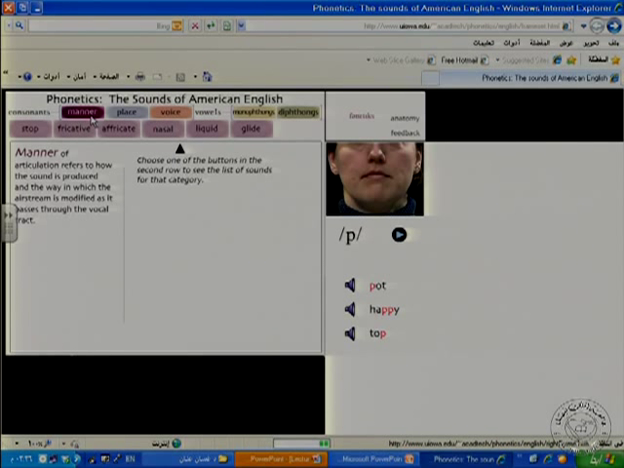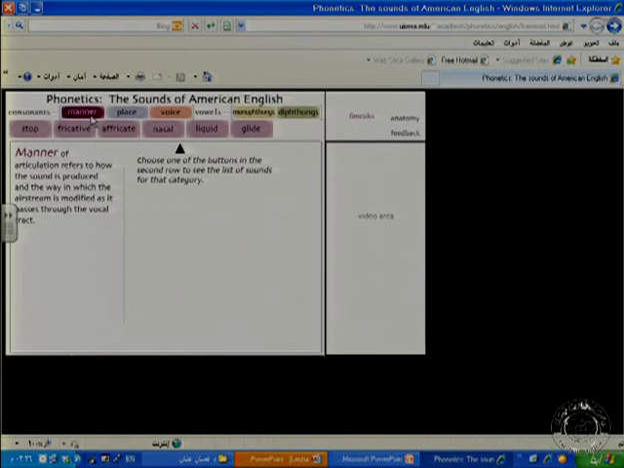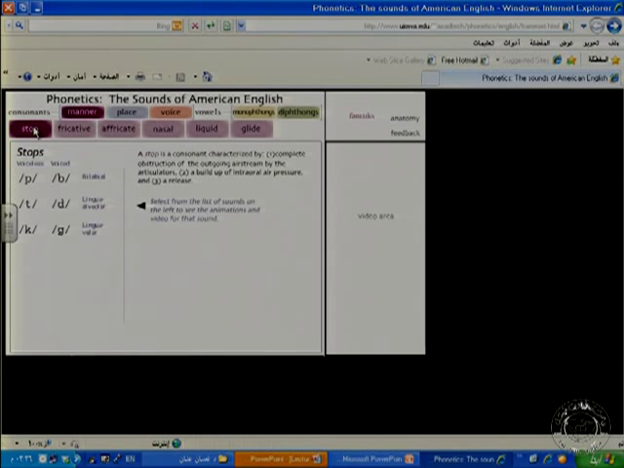Now, in the manner, we have stop, fricative, affricate, nasal, liquid, and glide. This is the manner. If you select any one by mouse, just click on stop. Now, once you click on stop, you have the first set of the sounds. Here, we have voiceless and we have voiced. We have p, t, k as voiceless sounds. And at the same time, you have b, d, and g as voiced sounds.